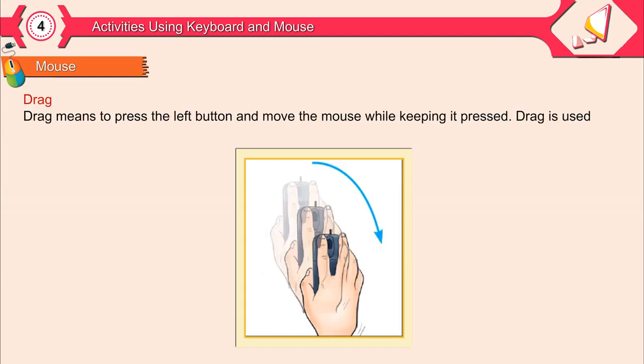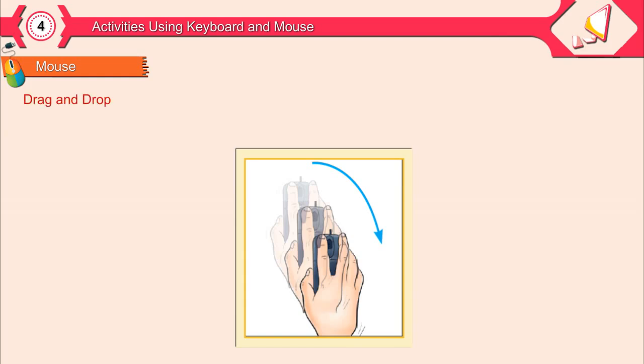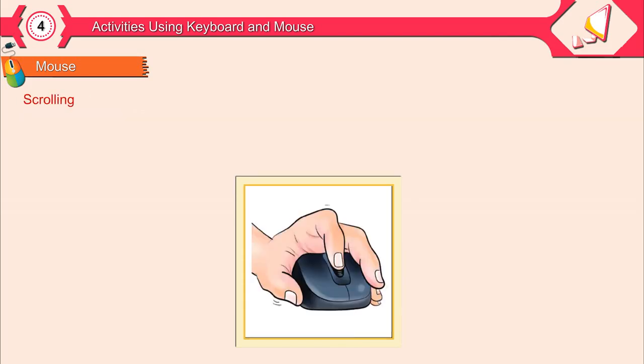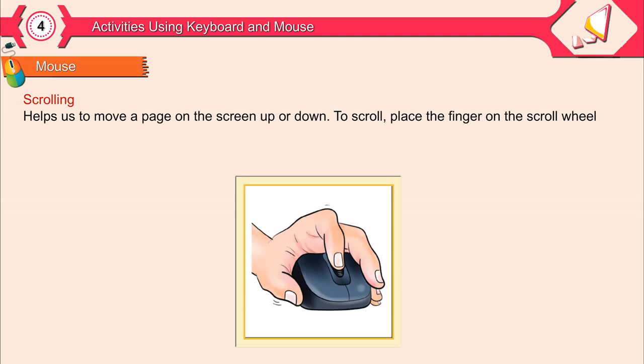Drag. Drag means to press the left button and move the mouse while keeping it pressed. Drag is used while drawing pictures. Drag and drop. Drag and drop is used to move an item from one place to another. Scrolling helps us to move a page on the screen up or down. To scroll, place the finger on the scroll wheel and move it up or down.